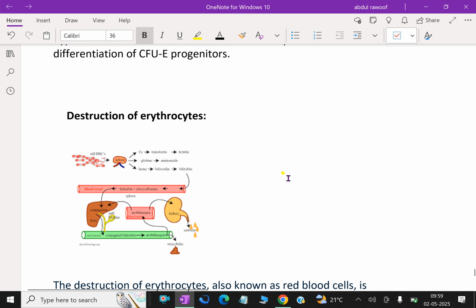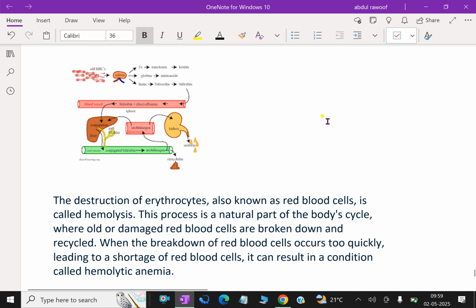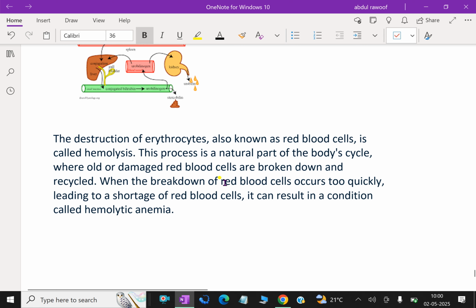Destruction of erythrocytes. The destruction of erythrocytes, also known as red blood cells, is called hemolysis. This process is a natural part of the body's cycle where old or damaged red blood cells are broken down and recycled. When the breakdown of red blood cells occurs too quickly, it leads to a shortage of red blood cells. It can result in a condition called hemolytic anemia.